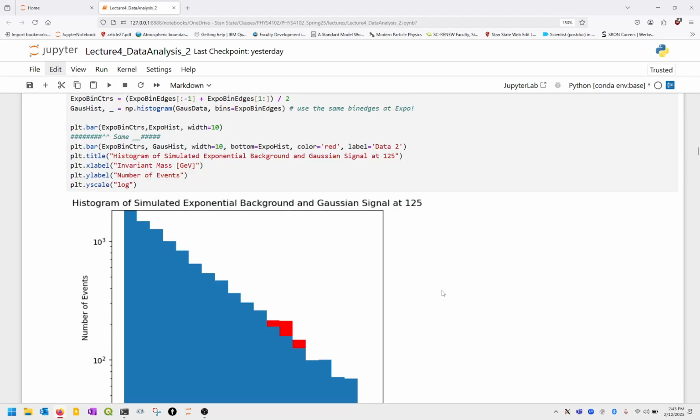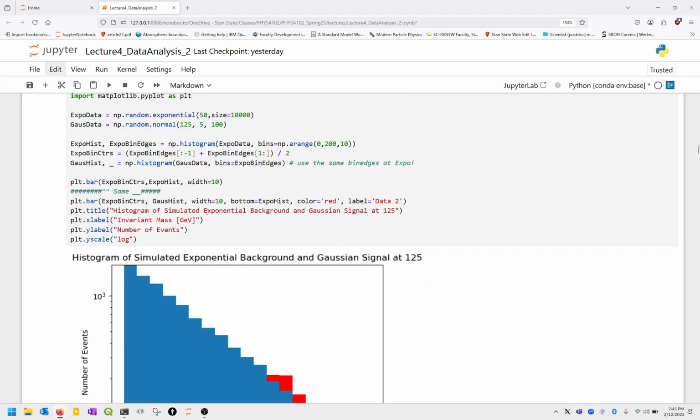The syntax to do this: you make your first histogram. Basically, you have your exponential, you do your little histogram calculations, and then you put your histogram on the bar graph. And then you do the same thing with the Gaussian. You do your histogram analysis once again with your Gaussian, but this time you do not have to recompute the bin centers anymore, because the histogram for the Gaussian and the histogram for the exponential have the same bin centers.